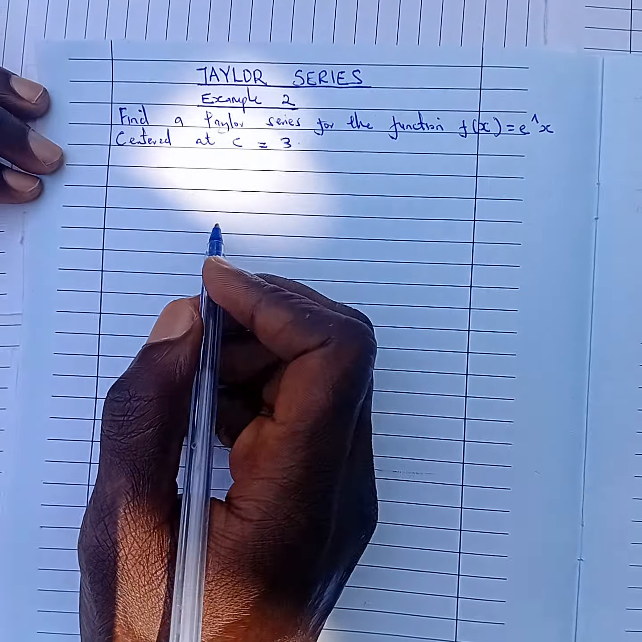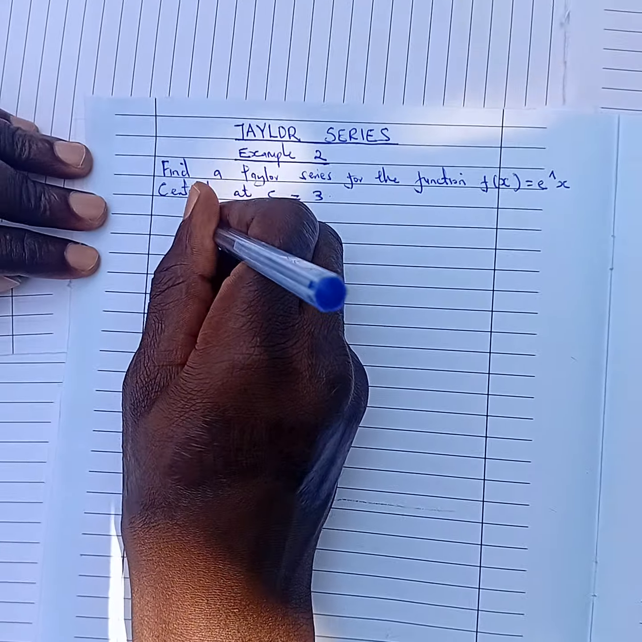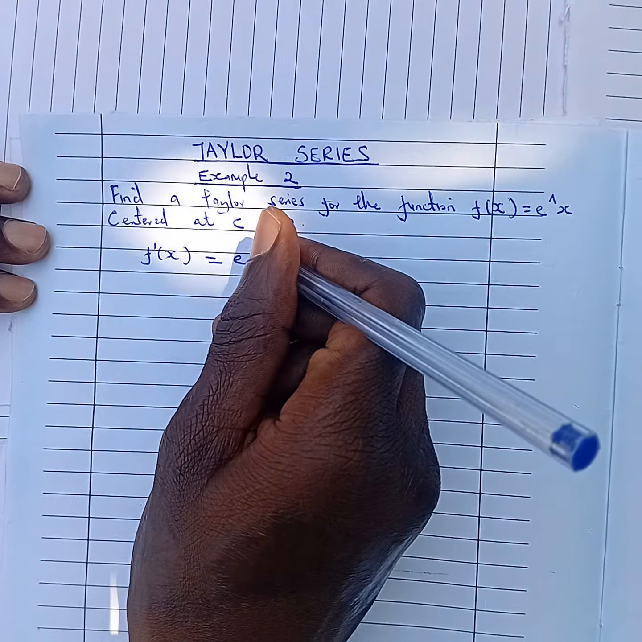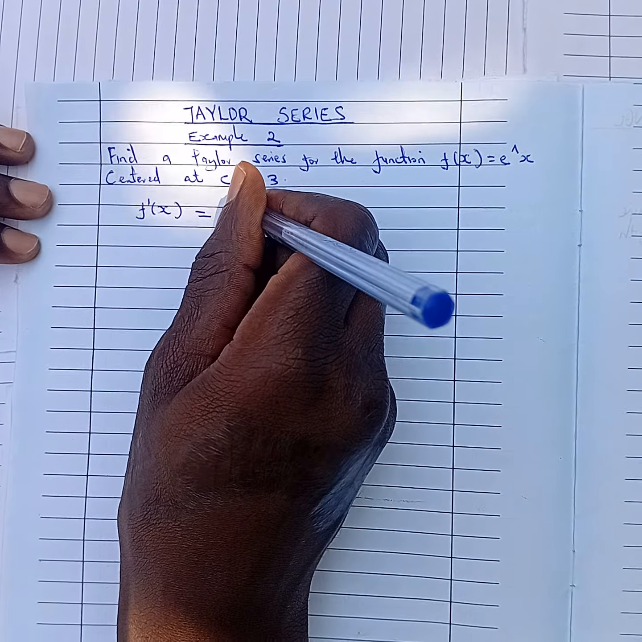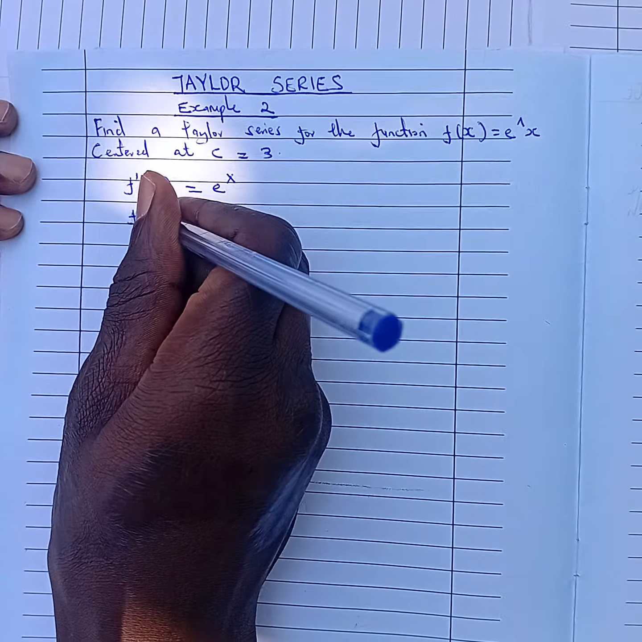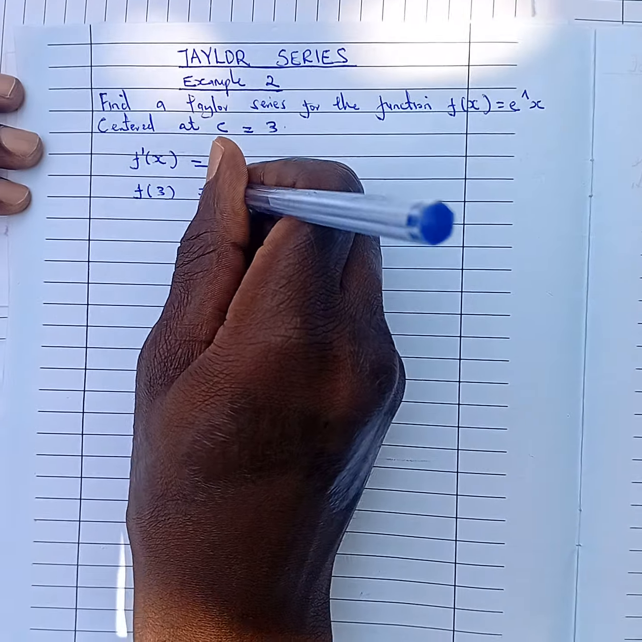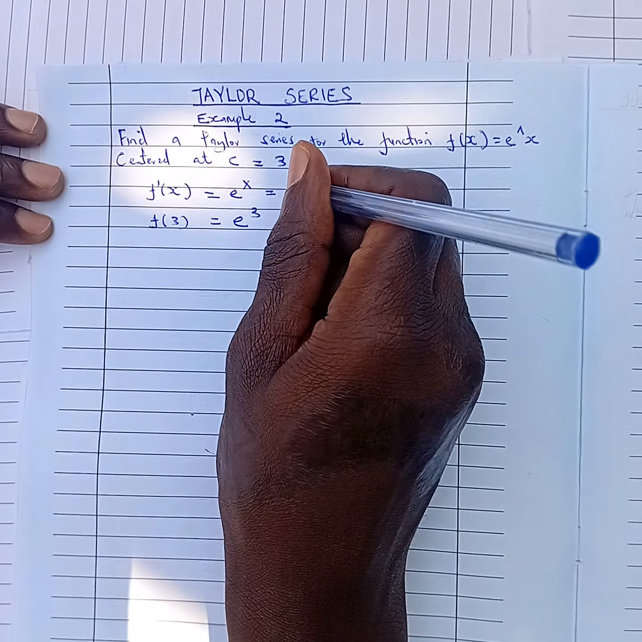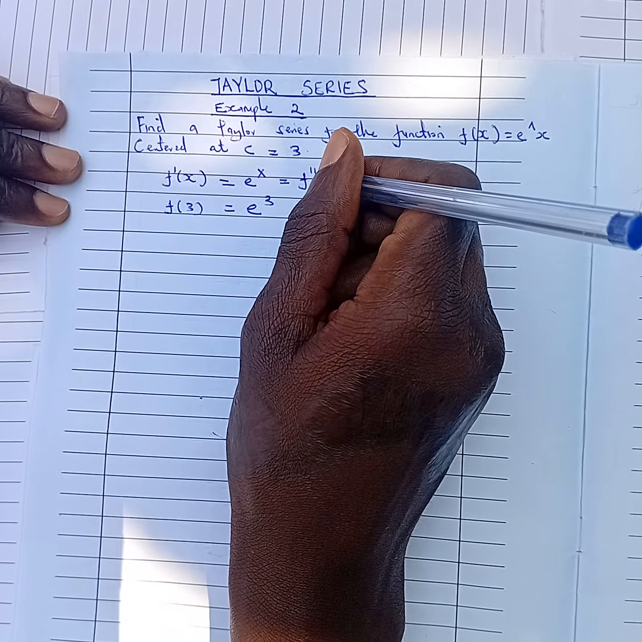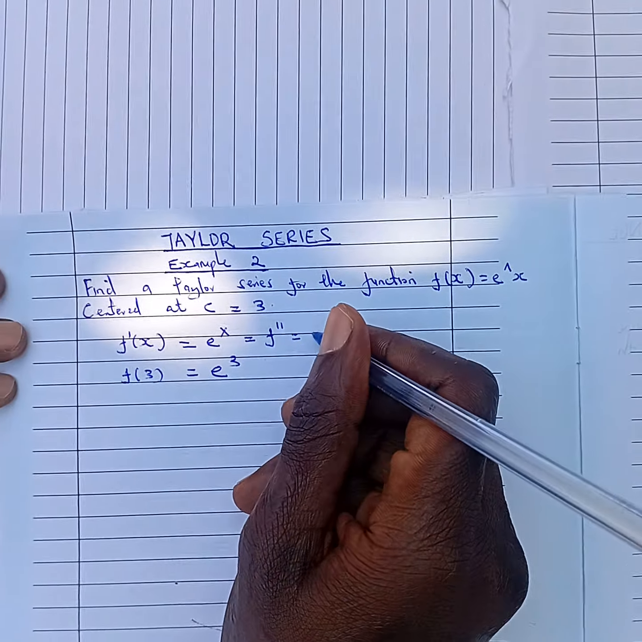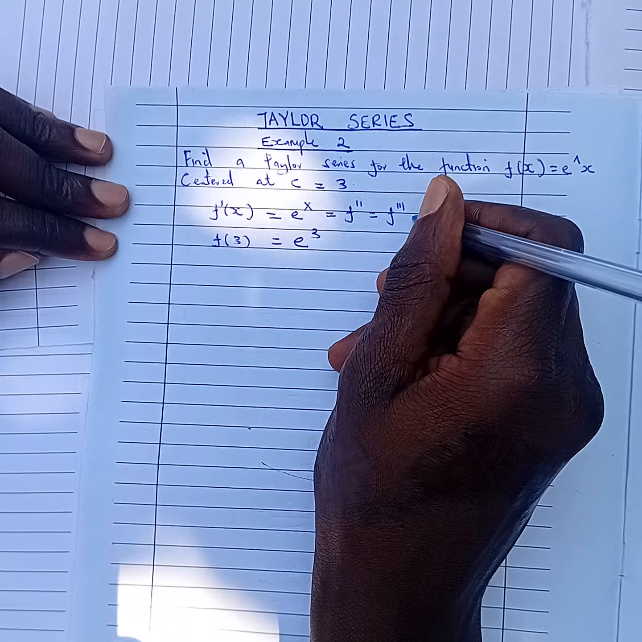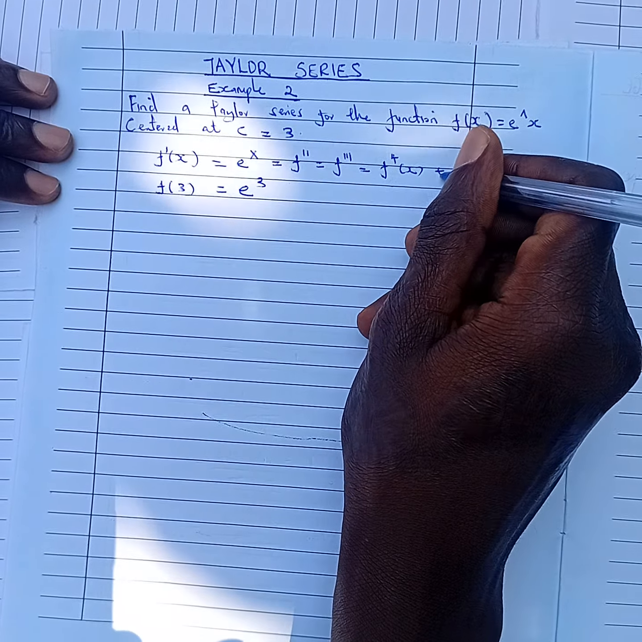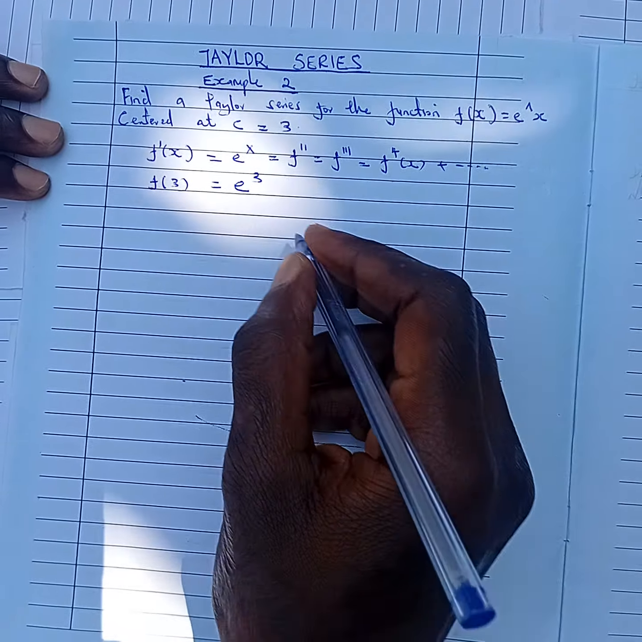So how do we tackle this? F prime of x is always e raised to the power x, and f of 3 is e raised to the power 3. When you find the second derivative, you still get the same thing. The third derivative, the same thing. Even the fourth derivative, and this continues up to infinity.